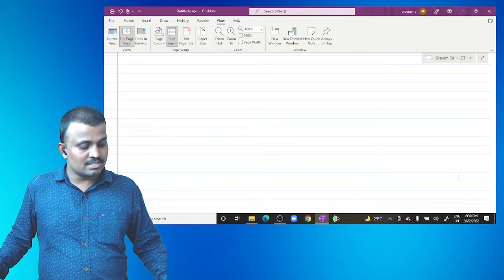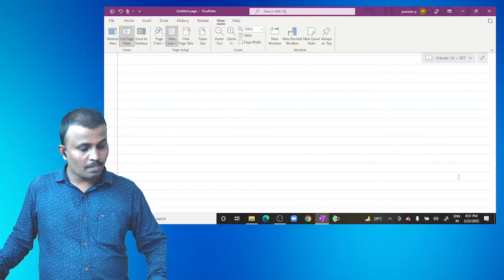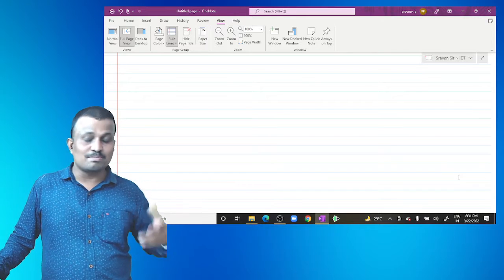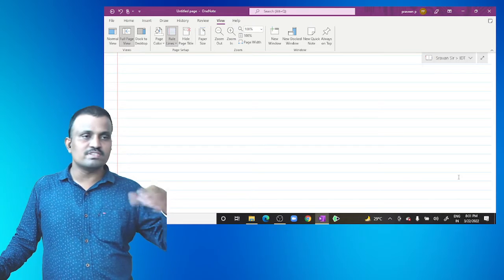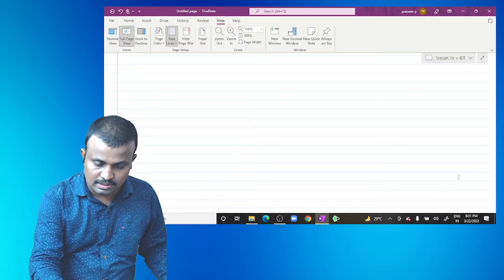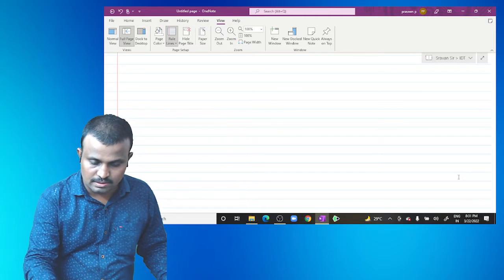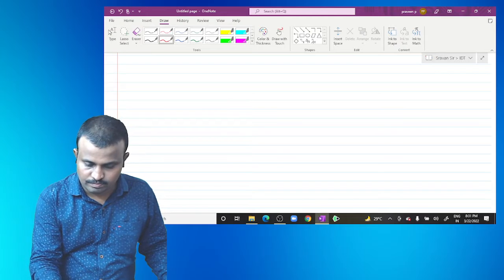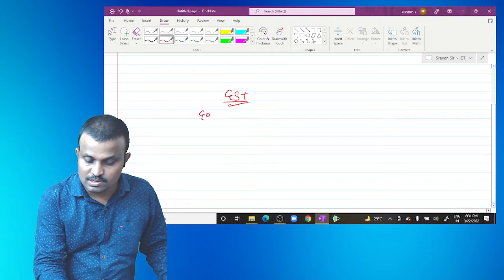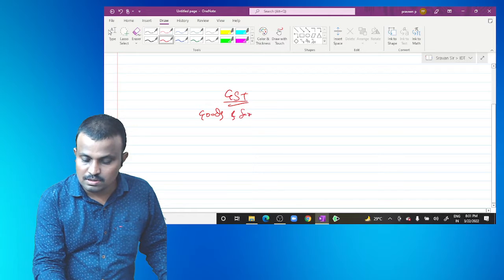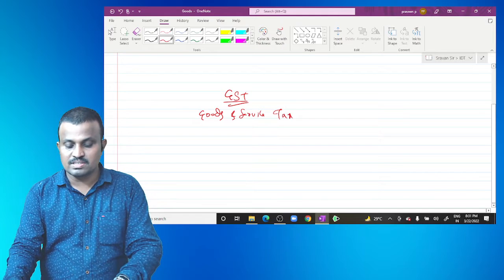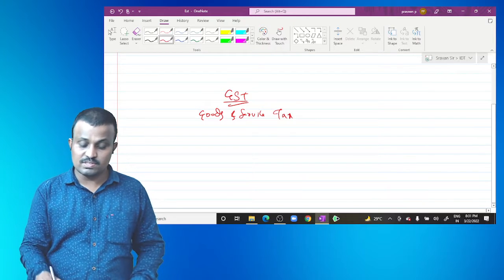In the last session we discussed why the GST was introduced in India and what the drawbacks were in the previous indirect tax systems. So coming to GST, GST stands for what? Goods and Service Tax.